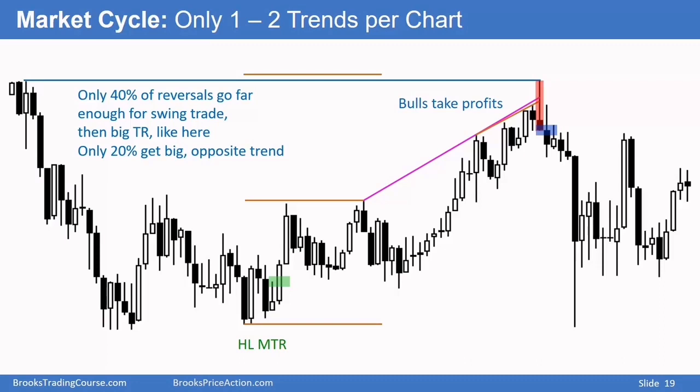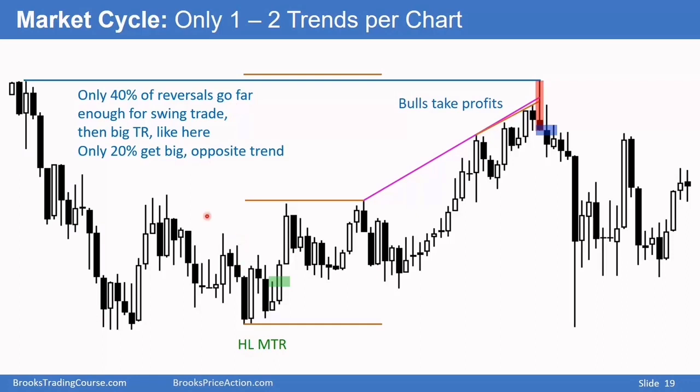Whenever you have a major trend reversal, here we have a bear trend, bull breakout, high or low major trend reversal. 40% of the time, you'll get a swing trade like this. And most of the time, the swing trade results in a big trading range. It evolves into a trading range. Only 20% of the time, you get a big trend out of a major trend reversal.